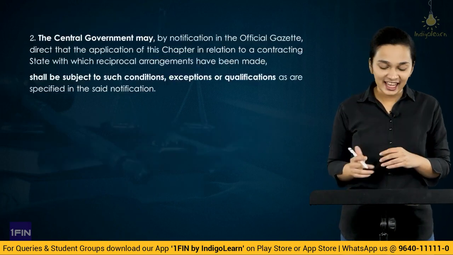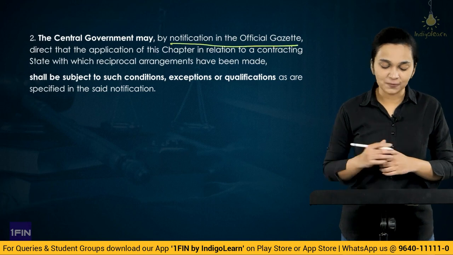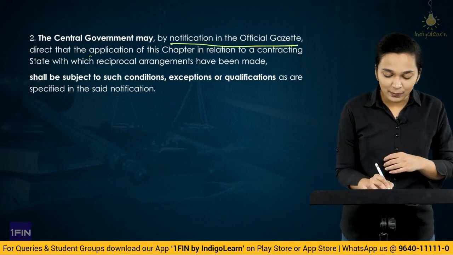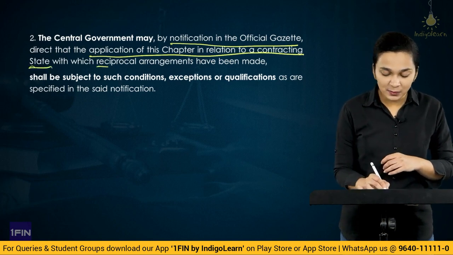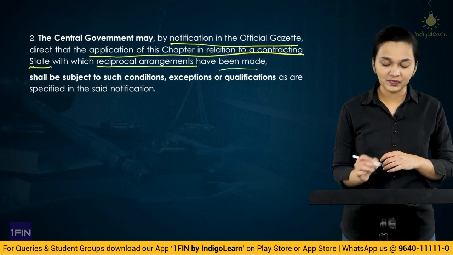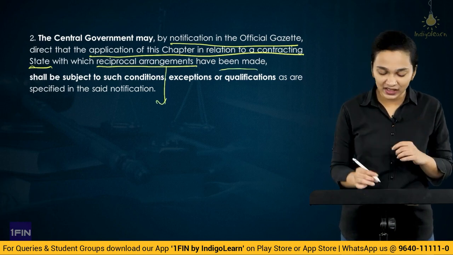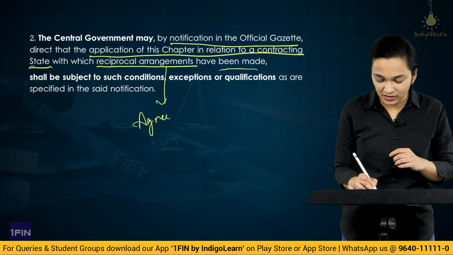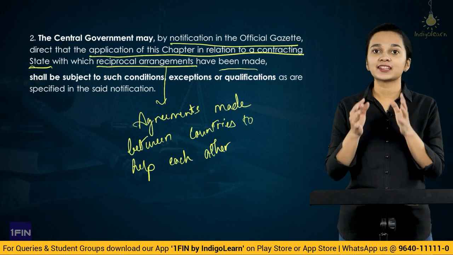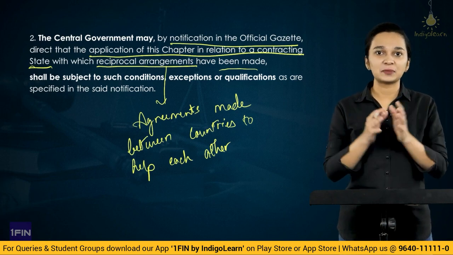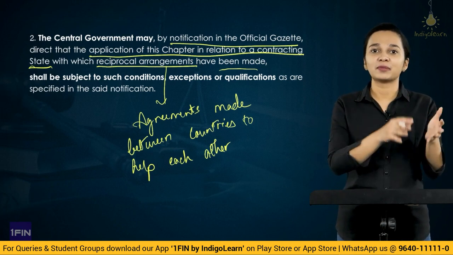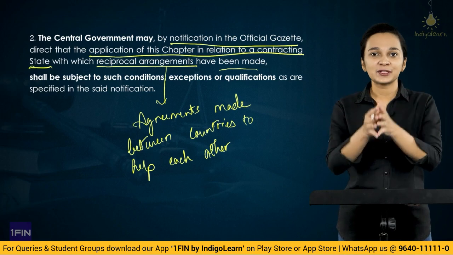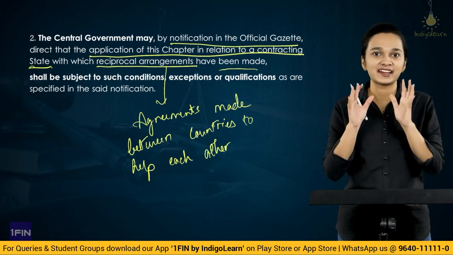The second point states, the central government may by notification in the official gazette direct that application of this chapter in relation to a contracting state with which reciprocal arrangements have been made. Reciprocal arrangements mean what? Wherein agreements have been made between countries to help out each other. So reciprocal arrangements are basically agreements made between countries wherein they help each other. So like I've said, ek haath de, ek haath le. So we'll abide by your rules, you abide by our rules, and let's find a way to help each other out. So that's reciprocal arrangement.